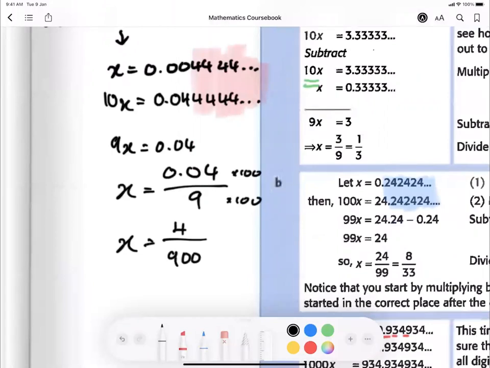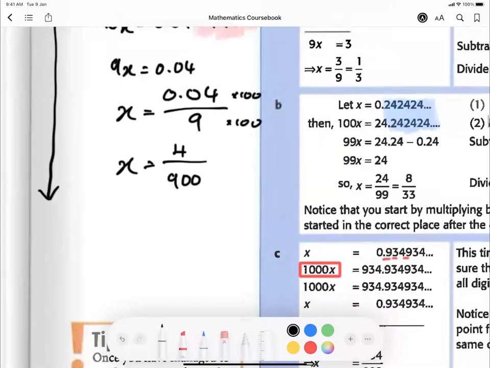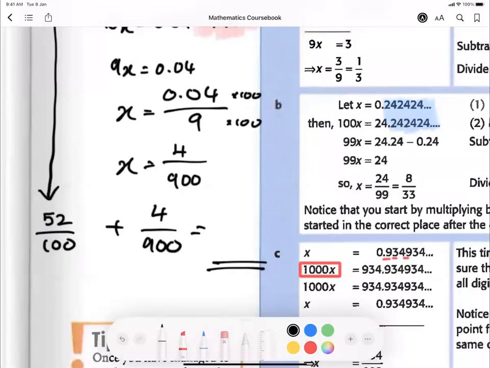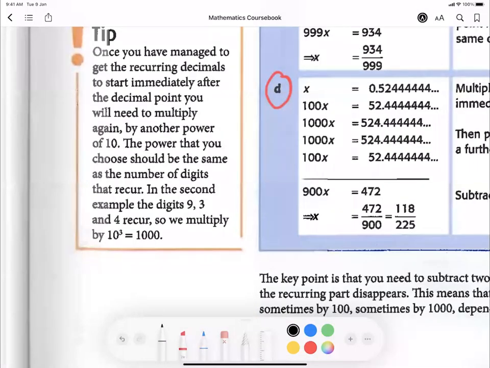So go back to the beginning. I still have one more fraction left. So I'm just going to add these two together. 52 over 100 plus 4 over 900. And I'll get my answer here. Press it in your calculator. You should be able to get your answer. I prefer it this way. If you don't like this way, you can actually follow what the book teaches you. But I don't really like the book's way.